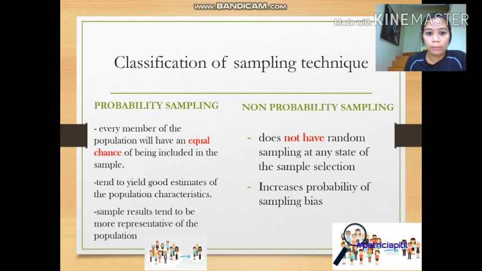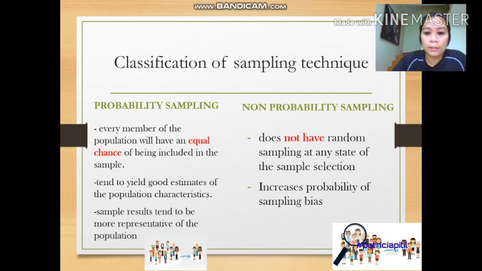Okay, right. We have two classifications of sampling technique here. The two big classes, the first one, probability sampling, meaning that probably every member of the population will have an equal chance to be selected, and it tends to yield good estimates of the population characteristics, and the sample result tends to be more representative of the population. Okay, the name probability dah merujuk kepada kebarangkalian yang tinggi lah. Sampling tu dia more on a large population.